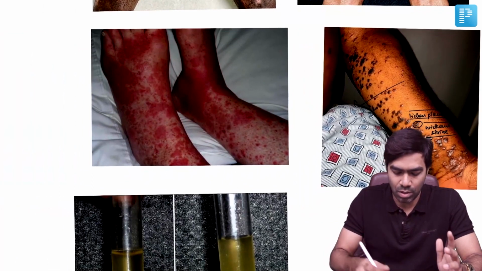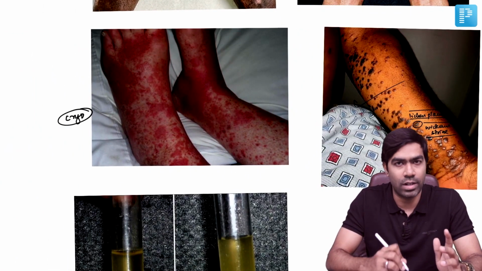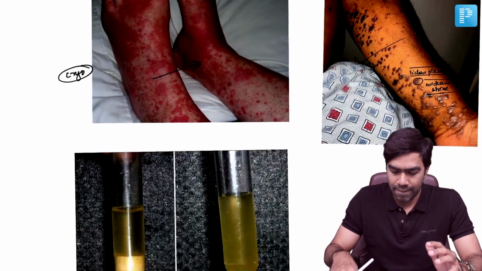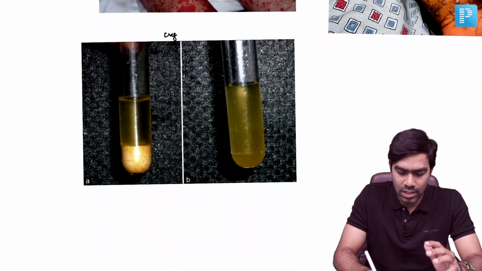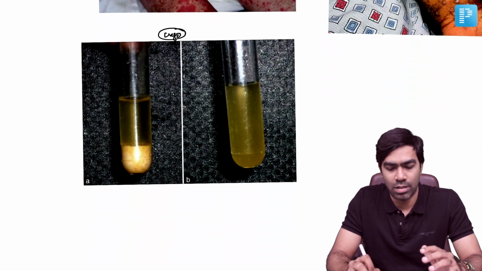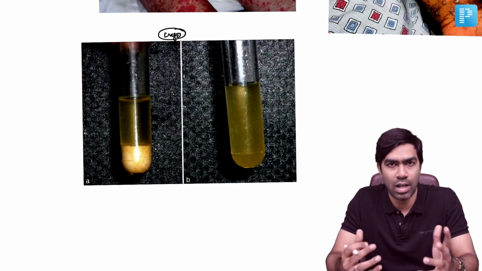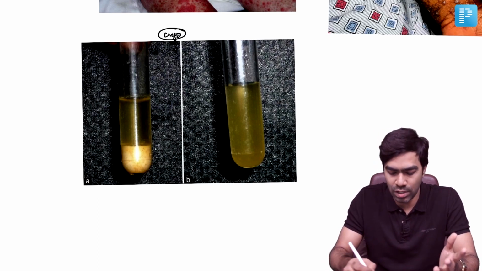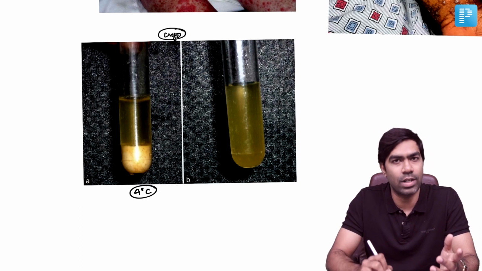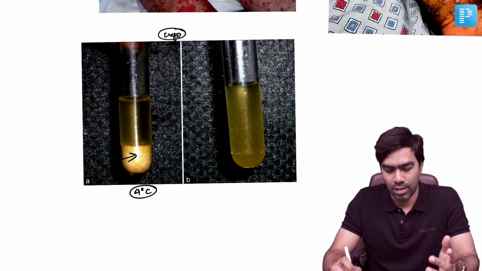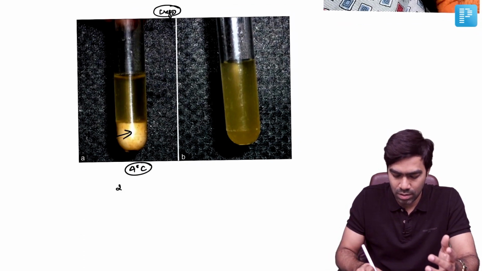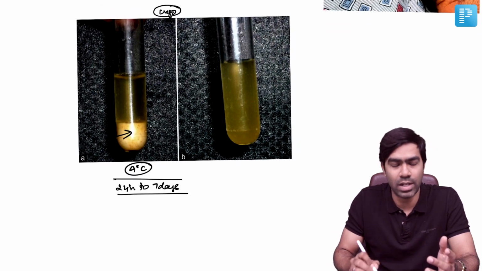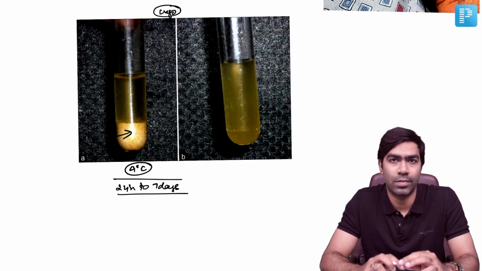And this is an example of cryoglobulinemic vasculitis producing typical palpable purpura. And this is a typical example of cryoglobulins presence. Remember, cryoglobulins are gamma globulins, immunoglobulins only, but they are going to precipitate at lower temperature. So you need to incubate the serum at 4 degrees C and you can see the precipitation. And how long you need to incubate? It ranges from 24 hours up to 7 days. Depending on the levels of cryoglobulins, you might need to incubate up to 7 days also.